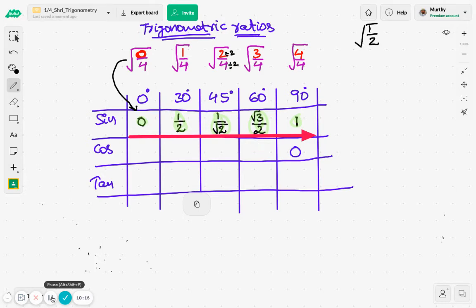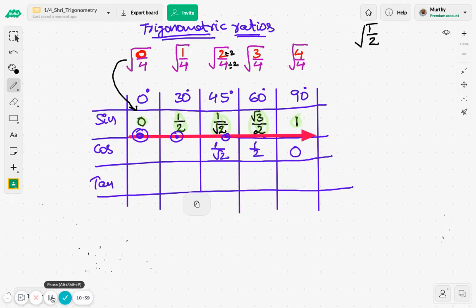Don't get confused. See, I'm writing 0 here. Then 1 over 2 I'm writing here. I hope you see that this is my first value, so I copy it here. Next one is 1 over 2. Let me copy here. The next value is 1 over root 2.